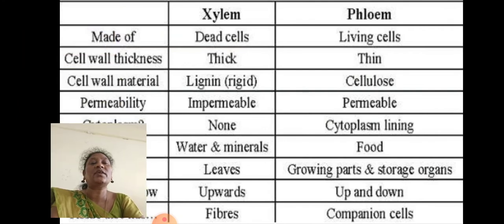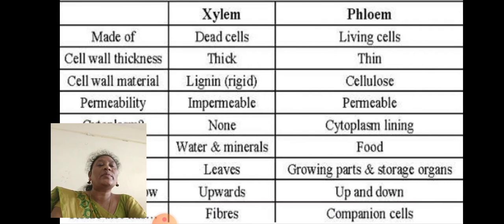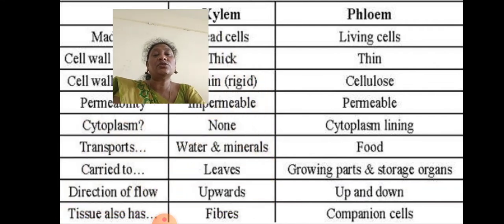So here are given the differences between xylem and phloem. The xylem is made of dead cells and the phloem is made of living cells. The cell wall is thick in xylem and thin in phloem. The cell wall material is lignin in xylem, and the phloem is made of cellulose. Regarding permeability, xylem is impermeable, which means it doesn't allow any substances into itself. Phloem is permeable, it allows substances into itself.